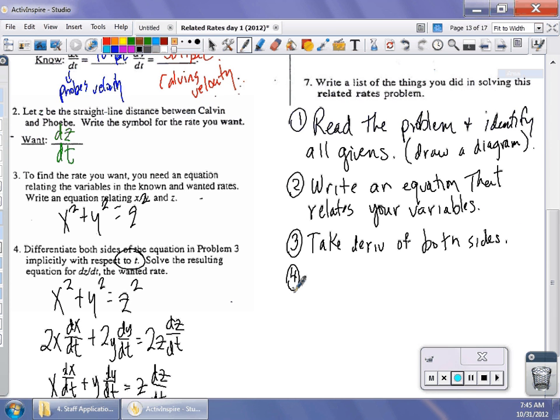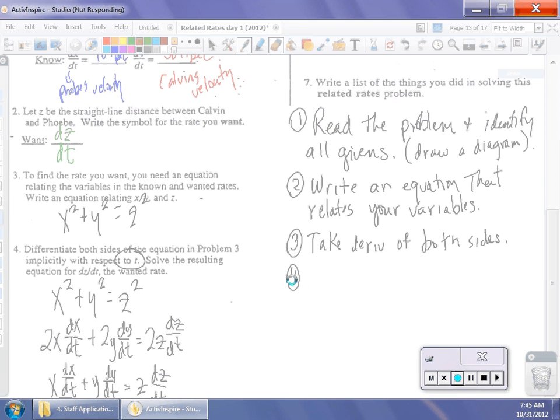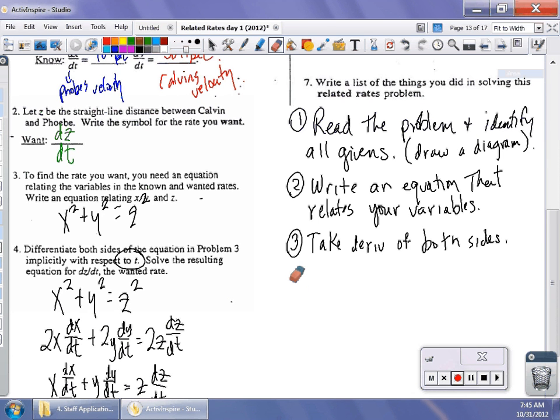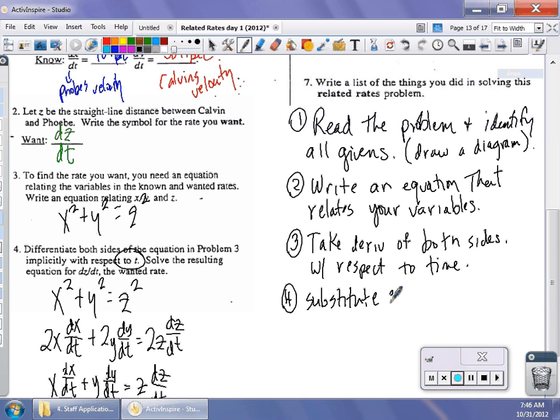Number 4, oops, let me add something to that. Erase, erase, erase, erase. Come on. All right, there we go. Take the derivative of both sides with respect to time. Number 4, substitute given values. And number 5 is to solve.